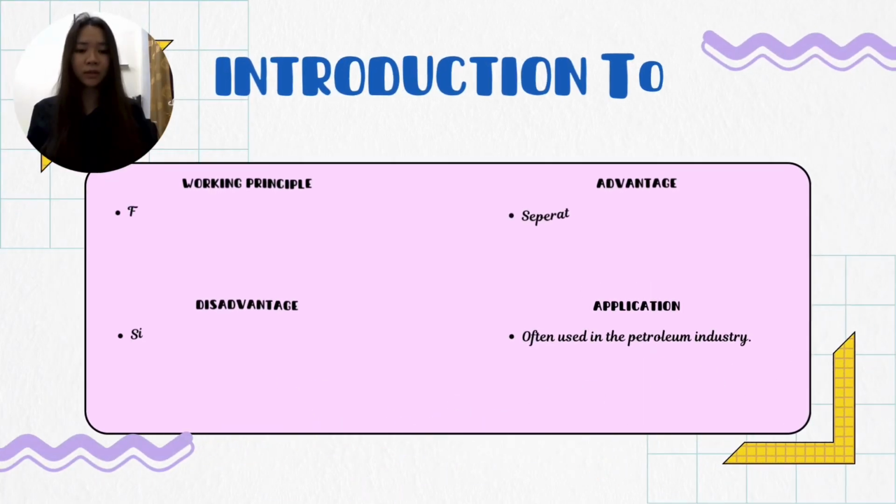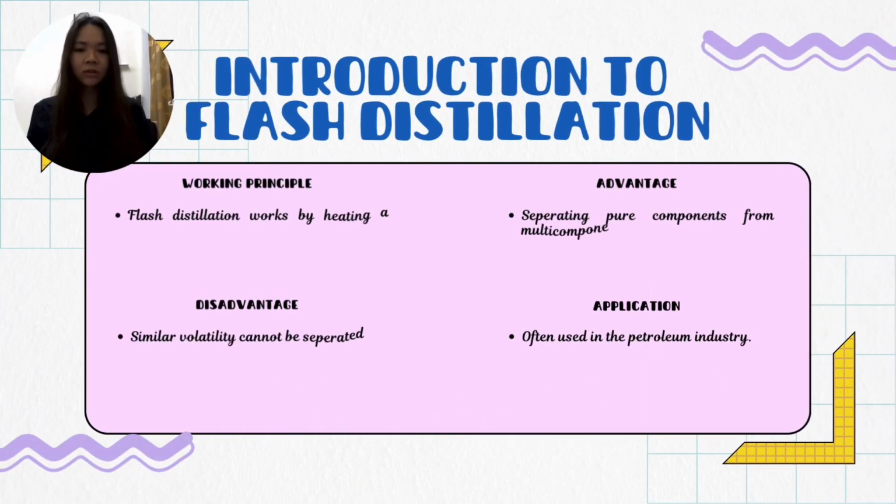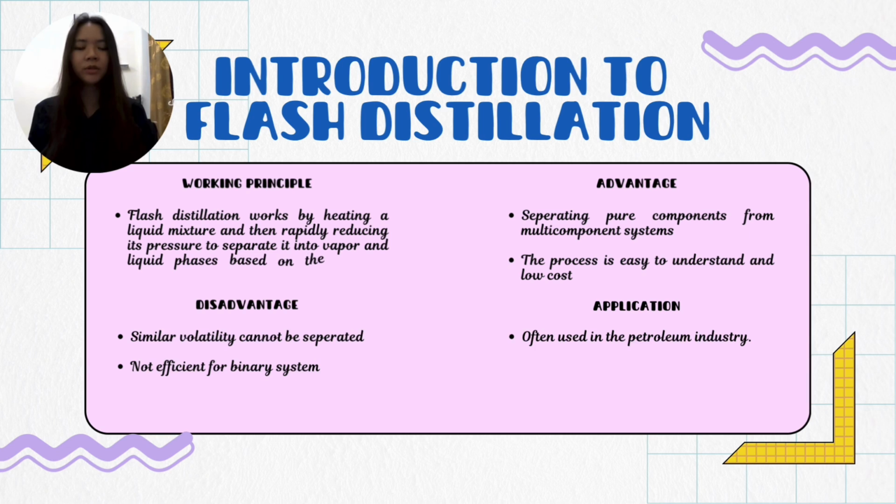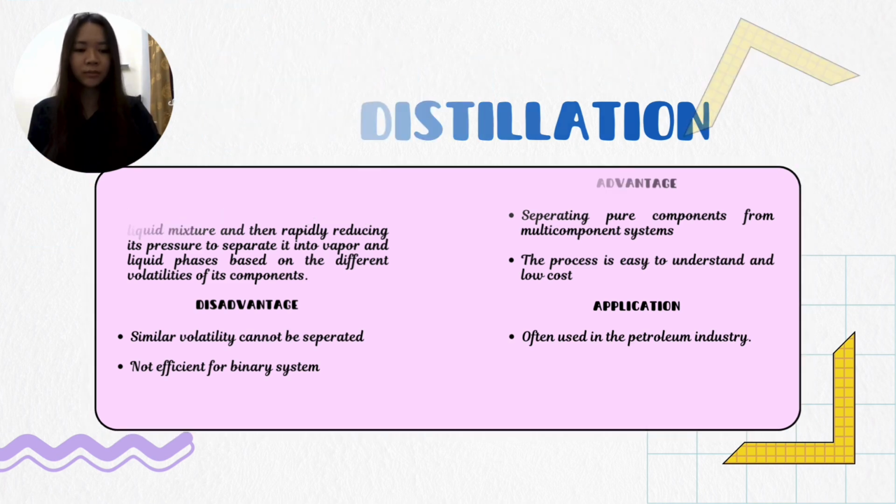Let's start by looking at the introduction to flash distillation. The working principle of flash distillation works by heating a liquid mixture and then rapidly reducing its pressure to separate into vapor and liquid phases based on the different volatilities of its components. The advantage is separating pure components from multi-component systems, and the process is easy to understand and low cost, while the disadvantage is that components of similar volatility cannot be separated, and it is not efficient for binary systems. The application for flash distillation is often in the petroleum industry.